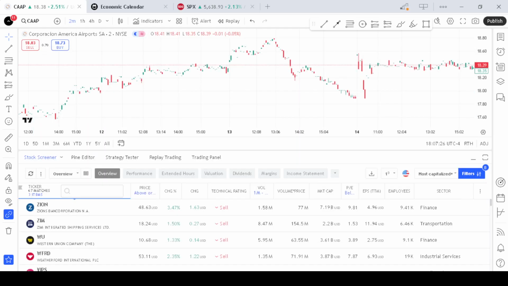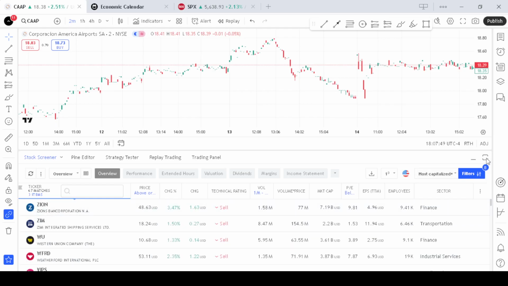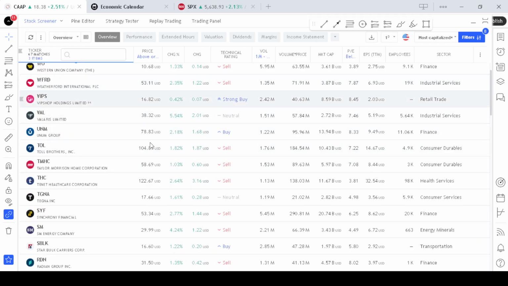We'll apply our strategy to this. Once you have seen your results, we would see a list of stocks that meet our criteria. If we extend our screener interface, we would see the list of stocks that meet our criteria.